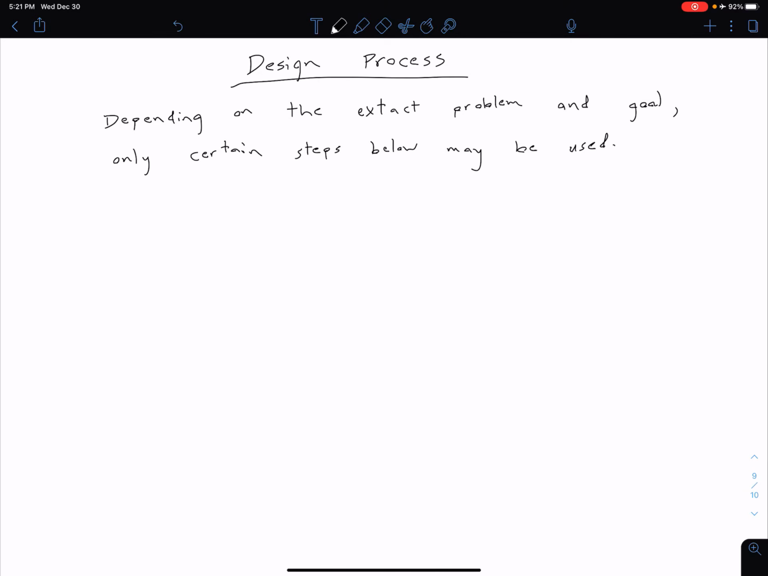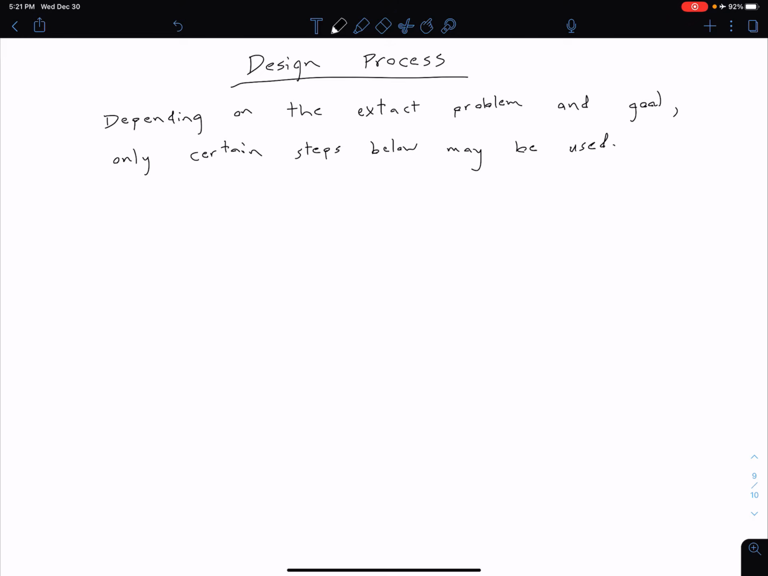In this video, we're going to look at the general design process that you want to use when working with controlled systems. It should be noted that depending on the type of problem you're working with, you might not have to use all of these steps in our process. Particularly for some of our textbook examples that we're going to look at throughout the course, we're not going to be doing all of these steps in the process.